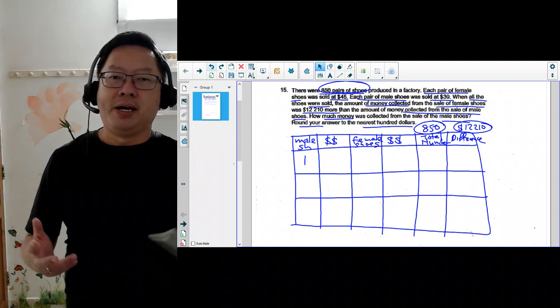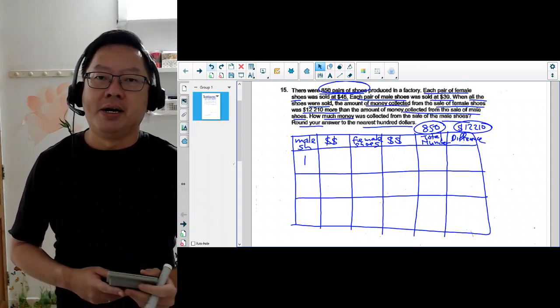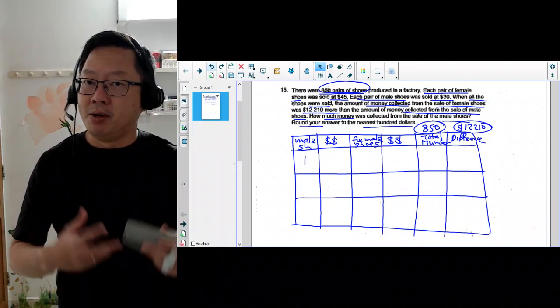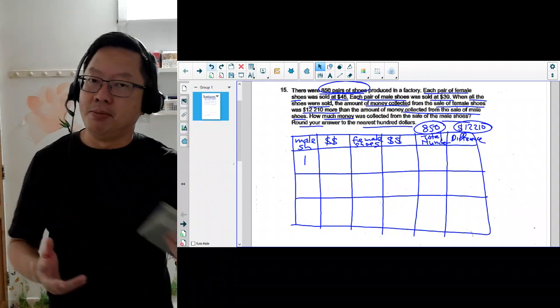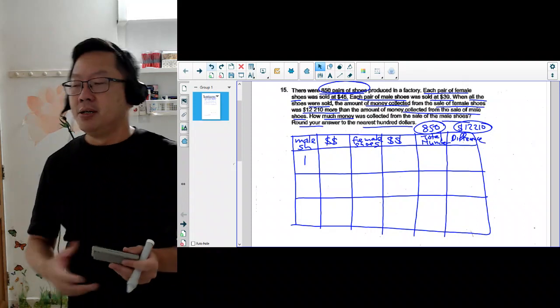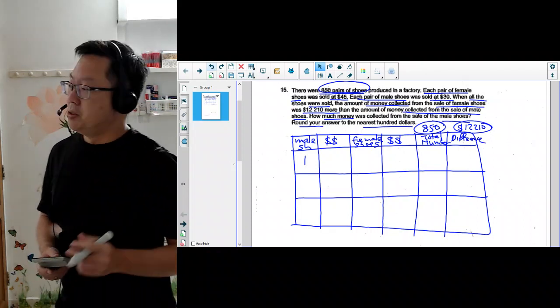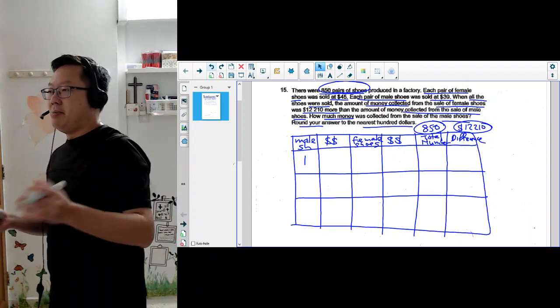Because there are more, there must be more pairs of female shoes, maybe, right? And that's why the female shoes cost more than the male shoes. So we should start with one male shoe, and then we have many female shoes.